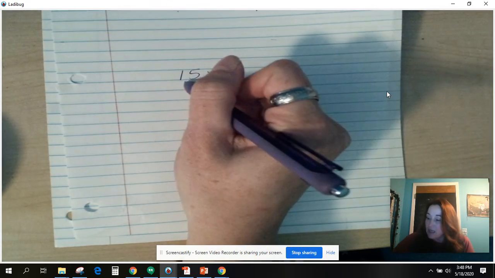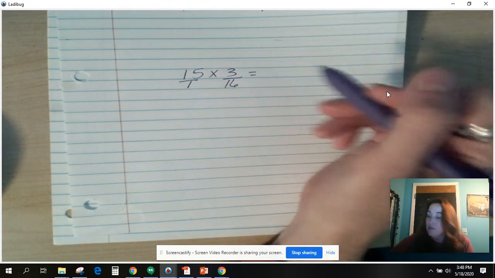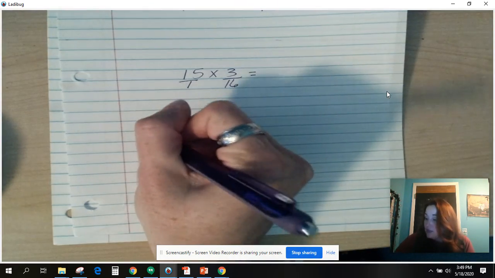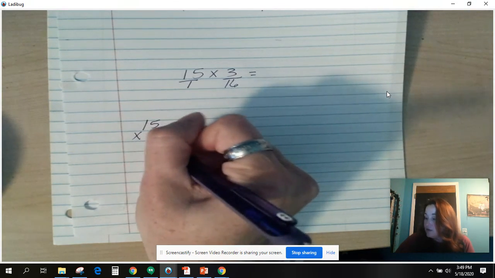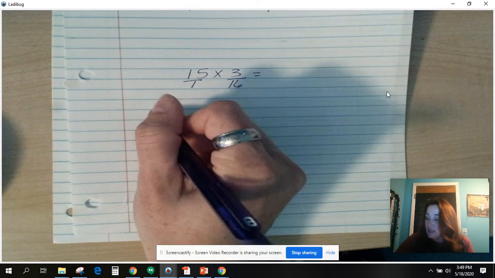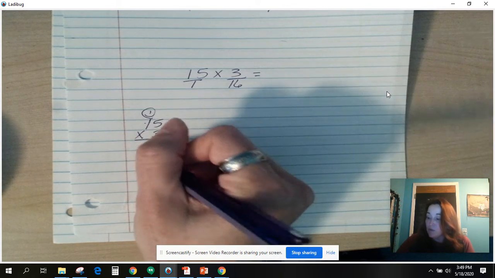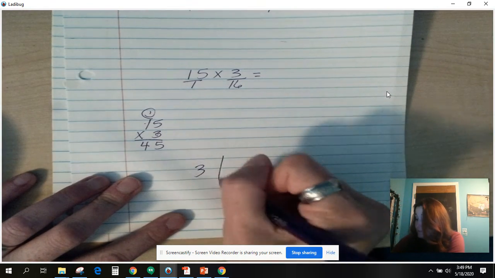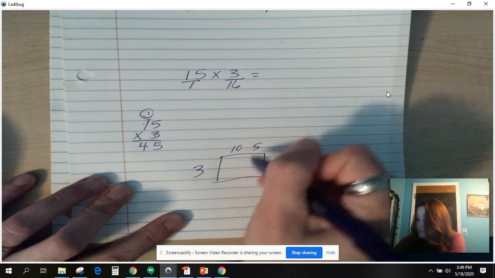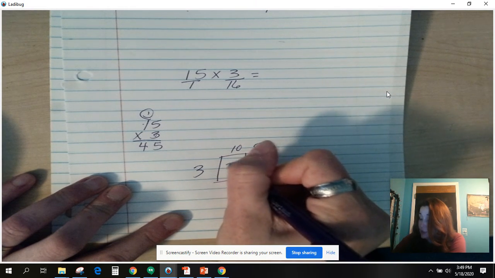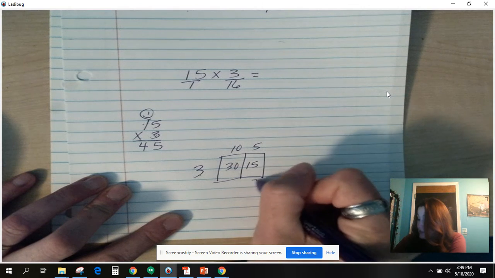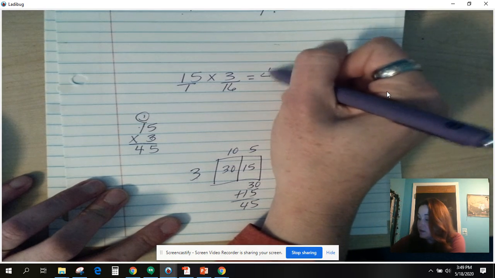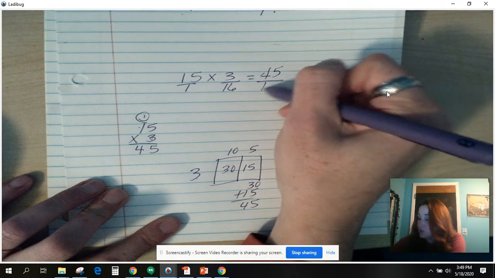Again, representing a whole number like a fraction, 15 times 3, 15 groups of 3. I could add 15 three times. I could do the standard algorithm: 3 times 5 is 15. Carrying that 1, 3 times 1 is 3 plus 1 more, 4, 45. For those of you who prefer the area model, 3 times 10 is 30, and 3 times 5 is 15, and 30 plus 15 is 45. Awesome. So that's 45. And then 1 times 16, of course, is 16.